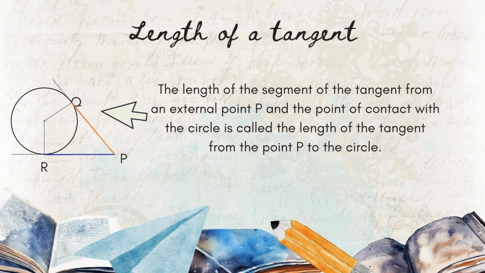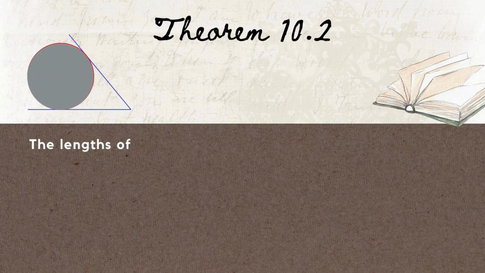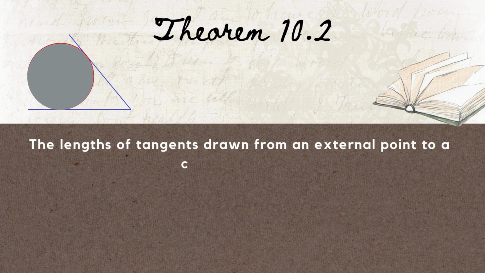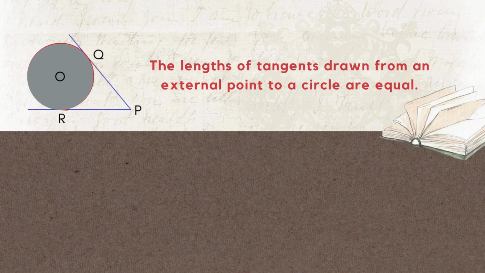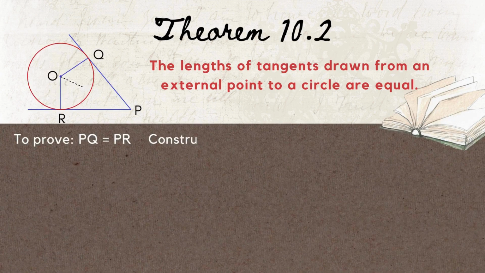Now let's see a theorem based on the length of a tangent. It says the lengths of the tangents drawn from an external point to a circle are equal. Let's see the proof now. We are given a circle with center O and two tangents PQ, PR on the circle from an external point P. We need to prove that PQ is equal to PR. First, join OP, and if not done already, join OQ and OR too.